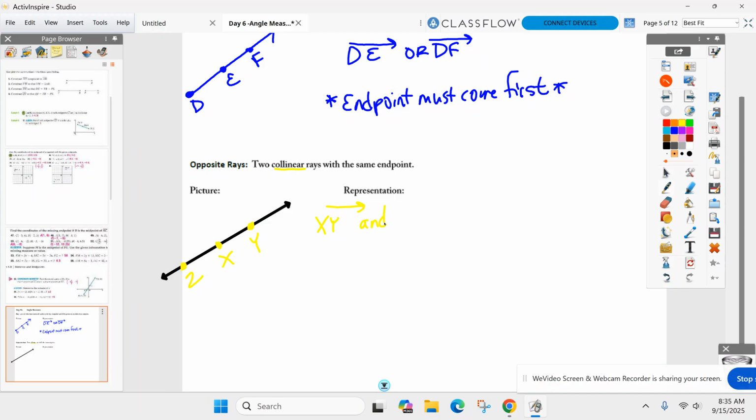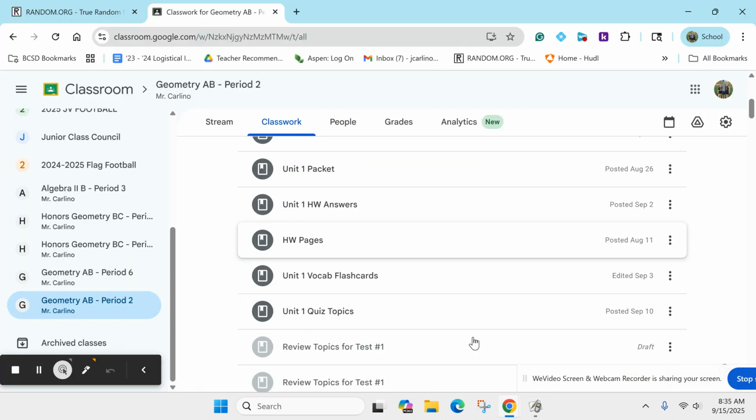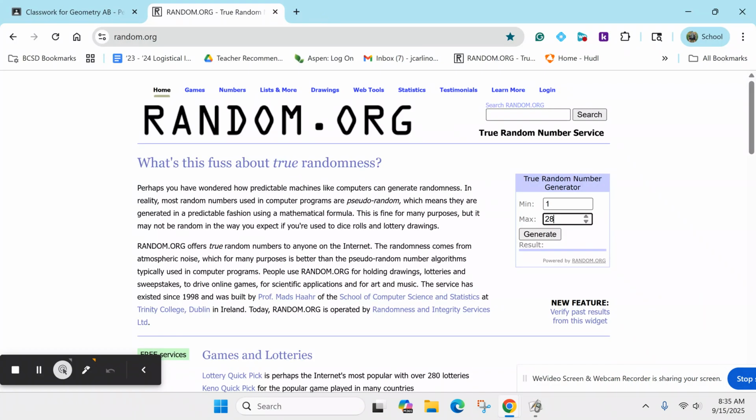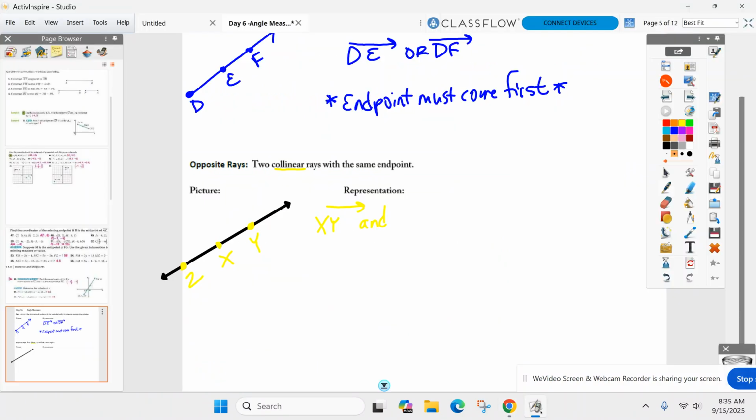It's got to have the same endpoint, right? They share the same endpoint. XY and, here we go, let's start this off right. XY and XZ. Good job. Notice what's first, X and X. Good work. Okay, any issues with rays?